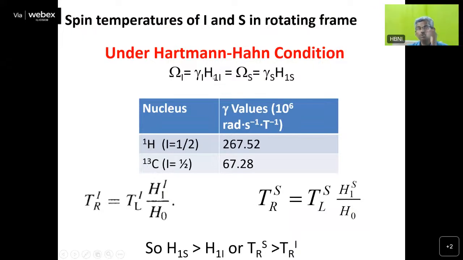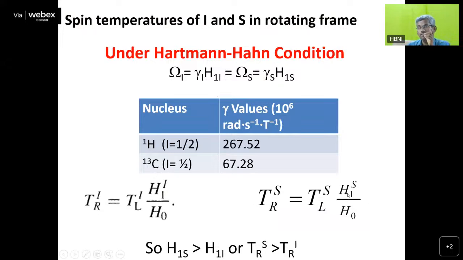Is it clear to you? For this Hartmann-Hahn equality to be retained, the value of H1S should be higher than the value of H1I. Because gamma of proton is higher, we should have a lower value of H1I, and only then is this equality possible. So H1S is higher than H1I. If you know that H1S is higher than H1I, H0 is a constant. The applied magnetic field doesn't change. It is 9.04 Tesla, it remains 9.04 Tesla. And the laboratory frame temperature cannot change. It is 300 Kelvin, it stays 300 Kelvin.